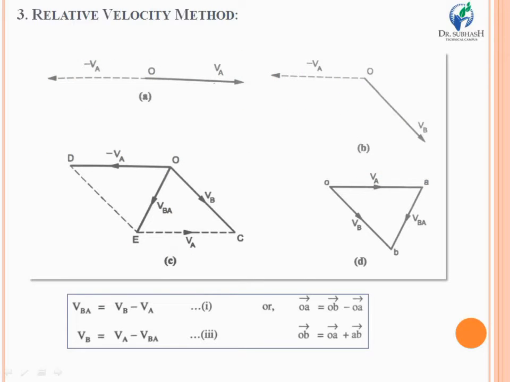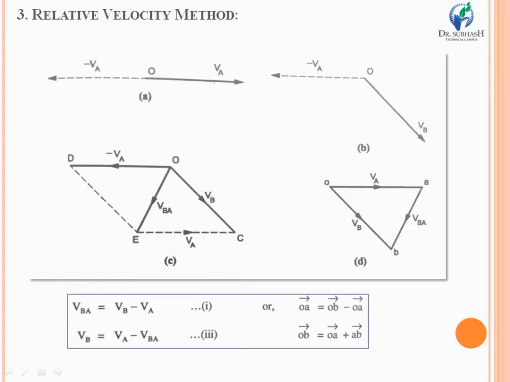Now it's time to discuss the various methods which are being used for the determination of velocity and acceleration of various links which are joined in a particular mechanism. First and very important is the relative velocity method. In the relative velocity method, the mechanism is represented by a line diagram, and each link is represented by a straight line, which is known as a configuration diagram.